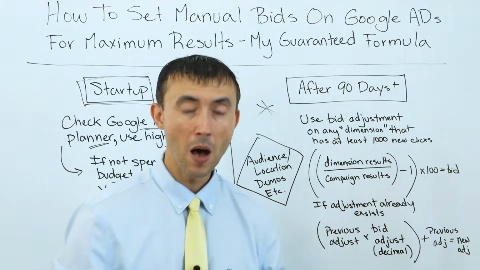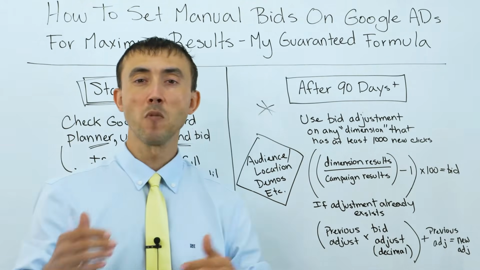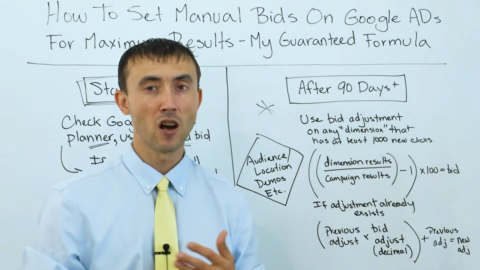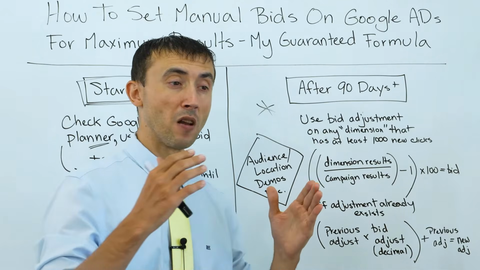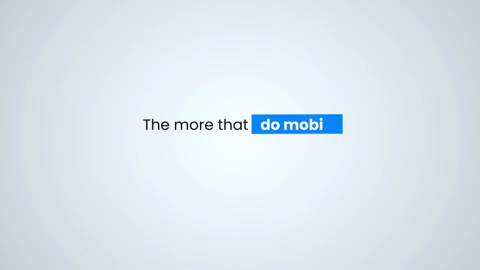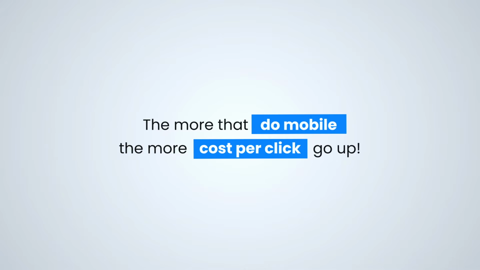But you've got to keep updating your bid adjustments to match market rates, because the cost per click changes all the time. Google changes the cost per click. There's different percentages of the market who may do mobile or not do mobile. And the more that do mobile, the more the cost per click is going to go up, and vice versa.